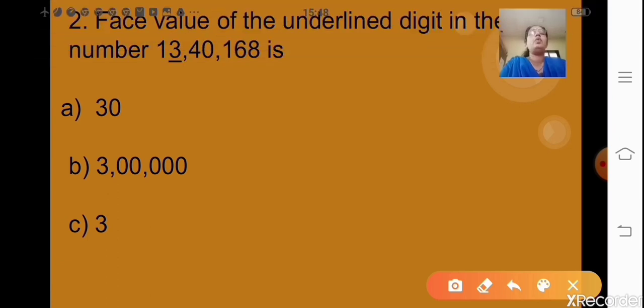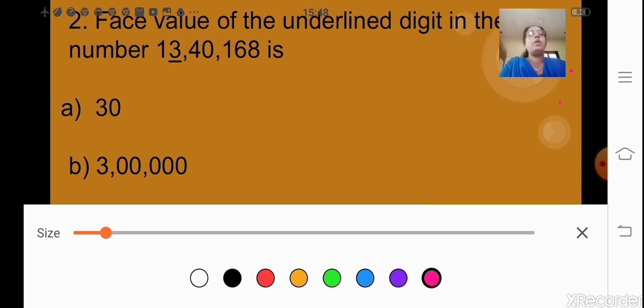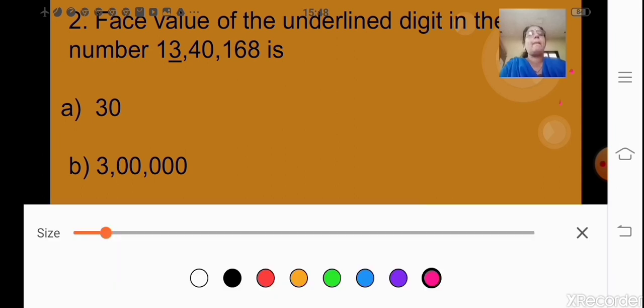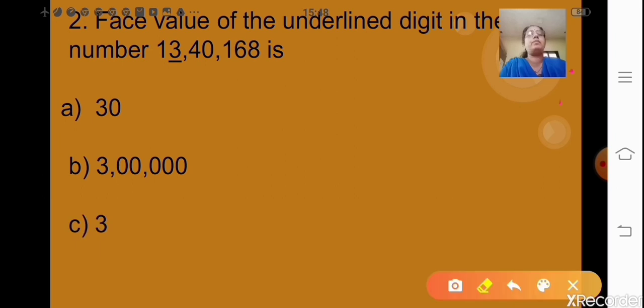Now coming to the second question. The face value of the underlined digit in the number 13,40,168. I have already told you the face value of the number does not change. It remains the same. Okay, so what is the answer for this? It is the third option, that is the number 3.